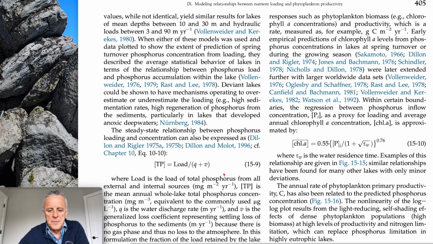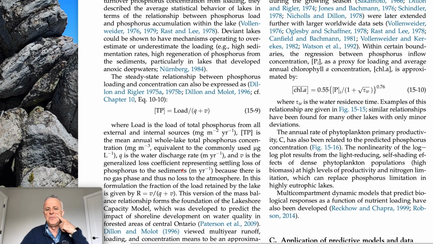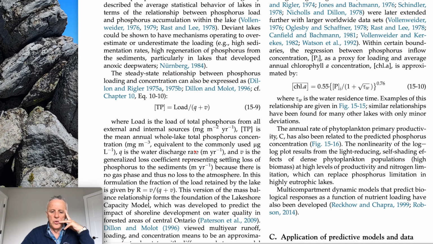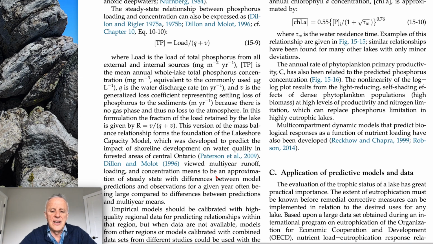The steady-state relationship between phosphorus loading and concentration can also be expressed as by Dillon and Rigler, and so then they have TP is equal to load divided by Q plus v, where load is the total of total phosphorus from all external and internal sources in milligrams per meter squared per year. TP is the mean annual whole-lake total phosphorus concentration in milligrams per meter cubed, equivalent to the commonly used micrograms per liter. Q is the water discharge rate in meters per year, and v is the generalized loss coefficient representing settling loss of phosphorus to the sediment in meters per year, because there is no gas phase and thus no loss to the atmosphere.